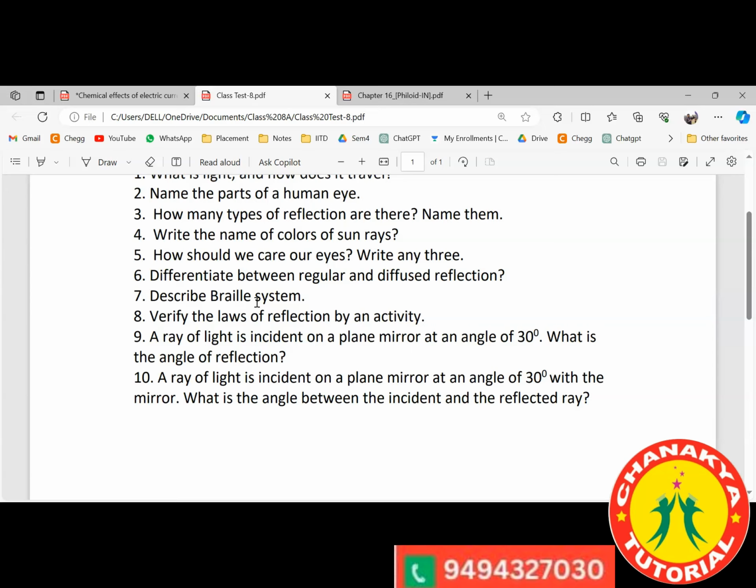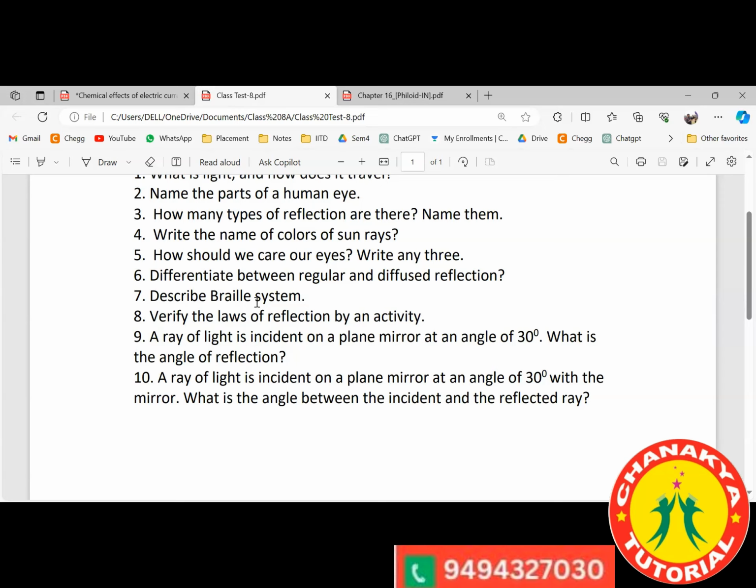So according to your book, there are three types of reflection. Yes, sir, they also mentioned multiple reflection. Let me tell you why I'm not saying multiple reflection among these types of reflection, because multiple reflection is also due to regular reflection. Okay, how does multiple reflection occur?